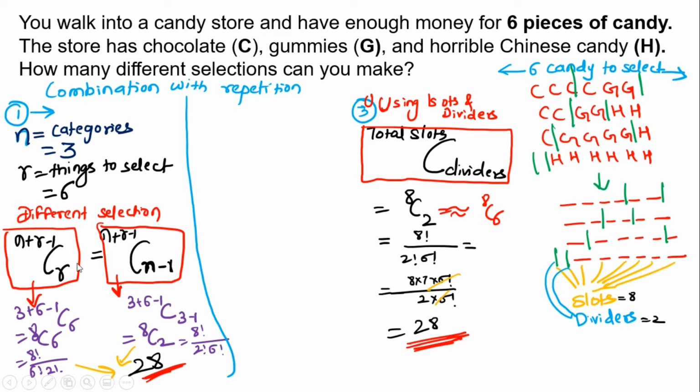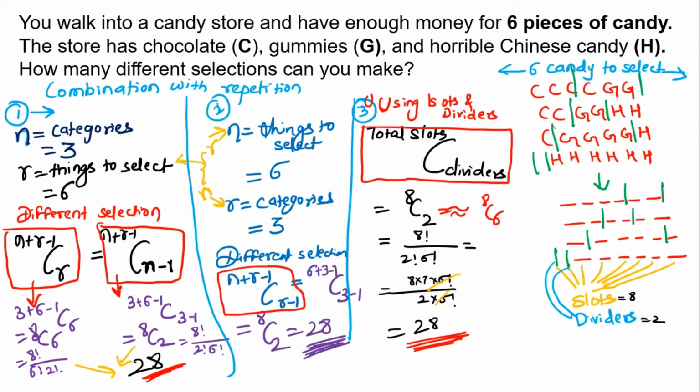If I go with the other formula, n is 3 plus how many things you have to select, that is 6, minus 1, combination with how many categories you have, that is 3 minus 1. So you will get 8C2, 8 combination 2. If you solve this, we get the answer, that is 28. Now in some books it is also written that the formula is n plus r minus 1 combination r minus 1, or n plus r minus 1 combination with n. The formula is correct, but the thing is that instead of considering n as categories, they have considered n as how many things we have to select.